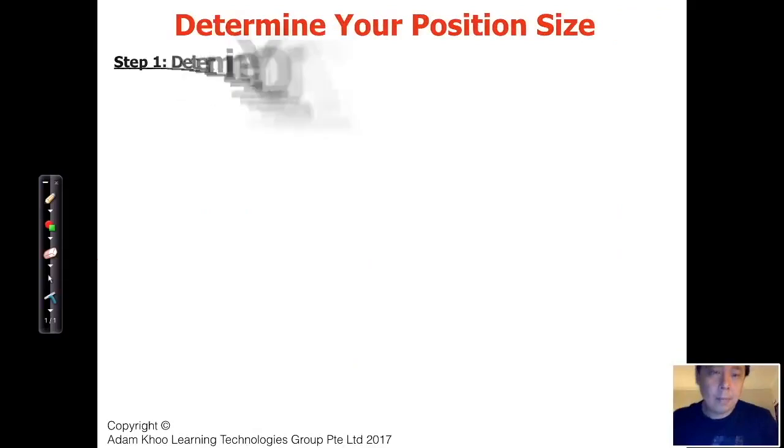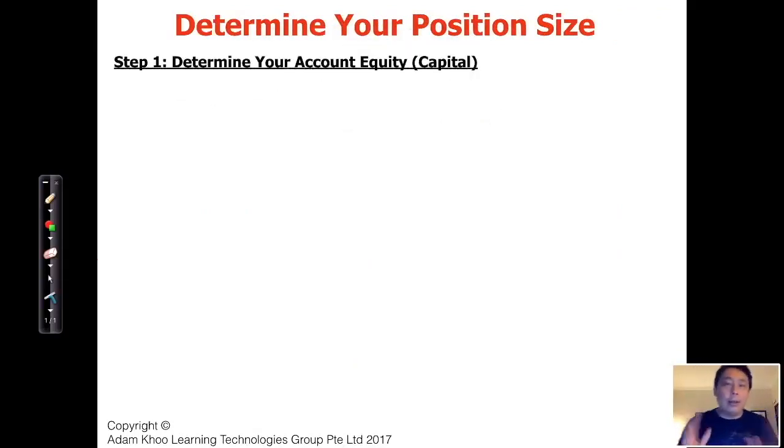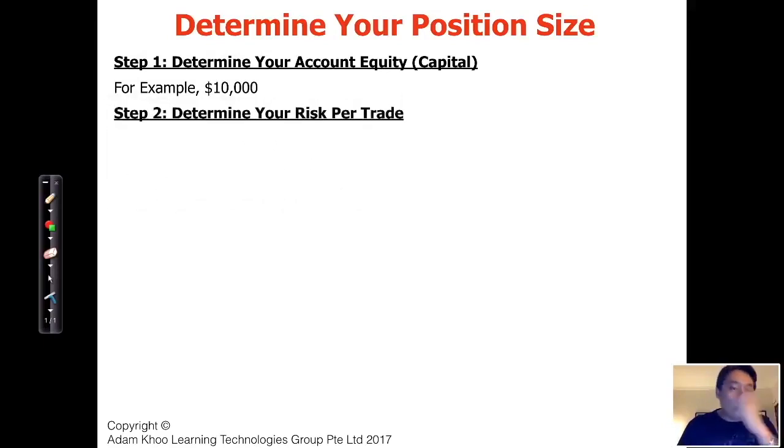Okay, so let's take a look at another example. So in this example, again, let's go through the steps. Step 1, determine your account equity or your net liquidation, right? So again, imagine you got $10,000 in your account. You've funded your account with 10 grand. And step 2 is you're going to determine your risk per trade. So in this case, let's imagine you're going to risk 3% of your capital because you're more confident, more experienced, you can put 3%.